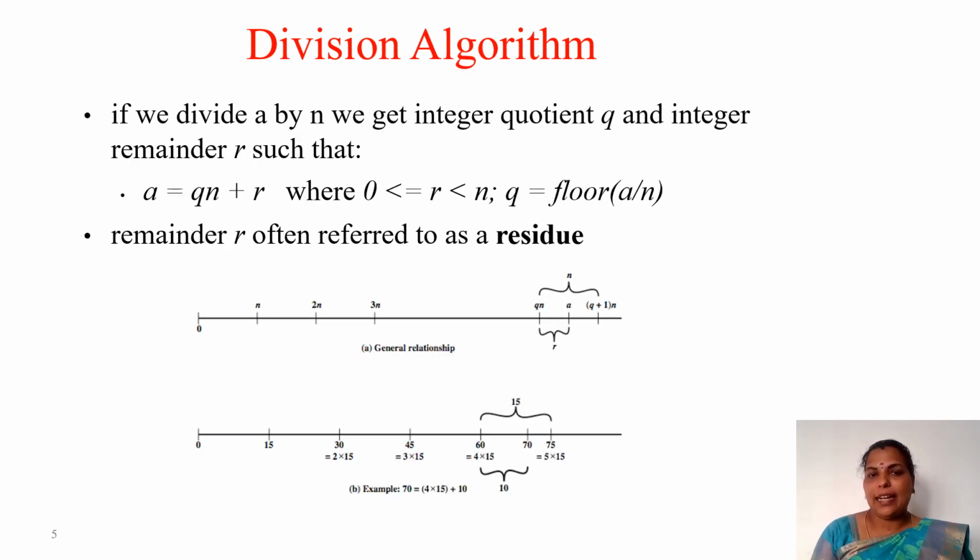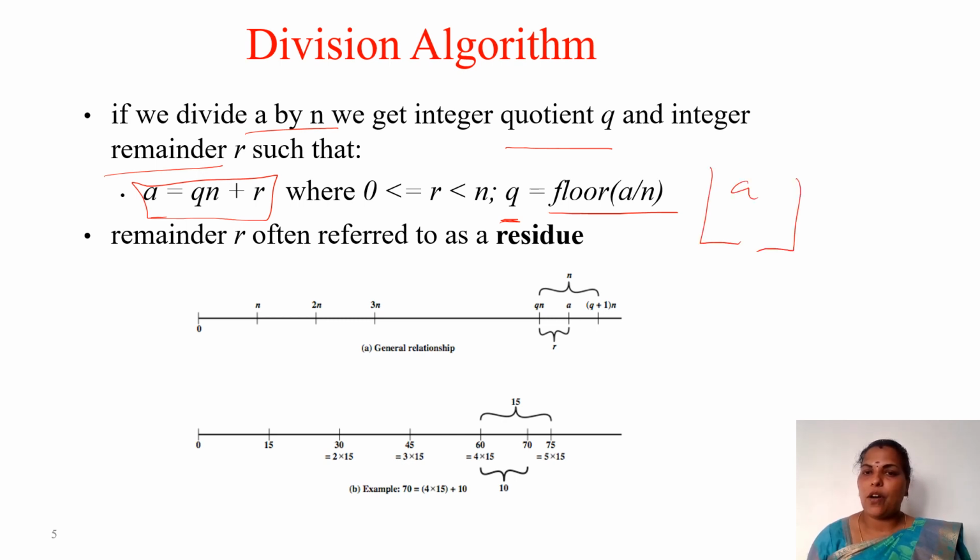Next is the division algorithm. In any division algorithm, we have 4 ingredients or 4 components. Already we have discussed 2 components: one is the divisor and another is the dividend. In addition to that, there is the result. What result we get is, if we divide A by N, we get the integer quotient Q and integer remainder R. So we can write A equal to QN plus R, where 0 less than or equal to R less than N, and Q, the quotient, is floor of A divided by N. Floor, you know, is floor of A divided by N.